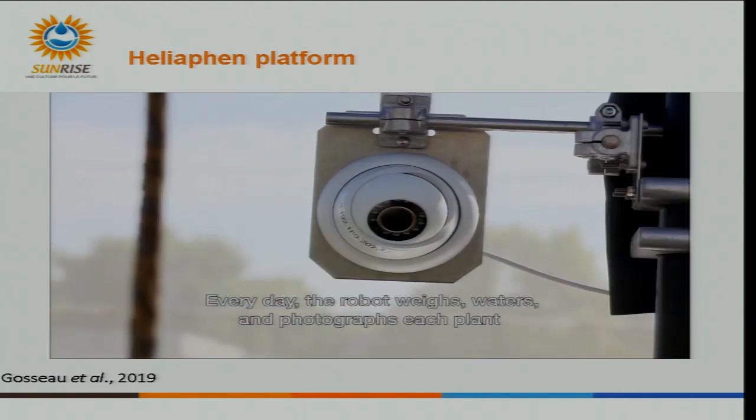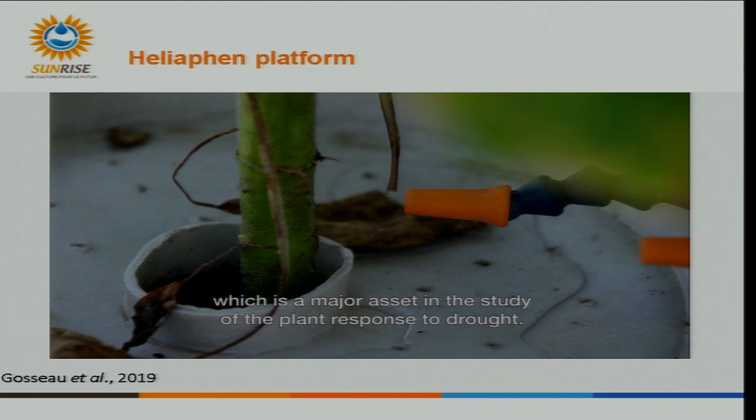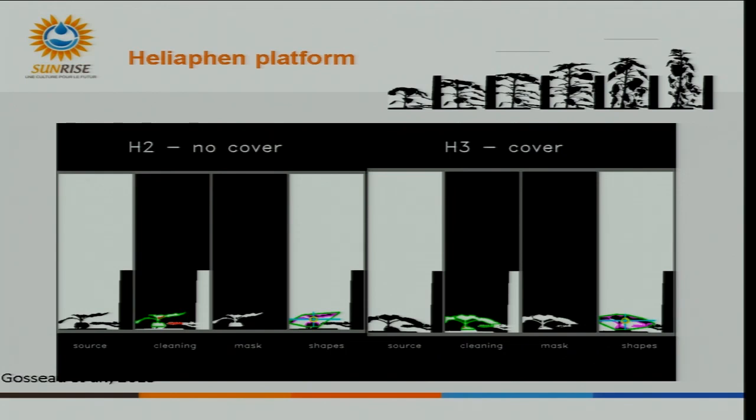Okay, so here you can see a video of the robot that we've done. As you say, it takes the plant on the robot, weighs it, and waters it automatically. And with this light barrier, it's also automatically acquiring a silhouette of the plant. So here are examples of two plants.